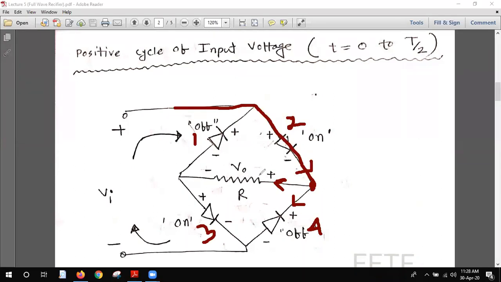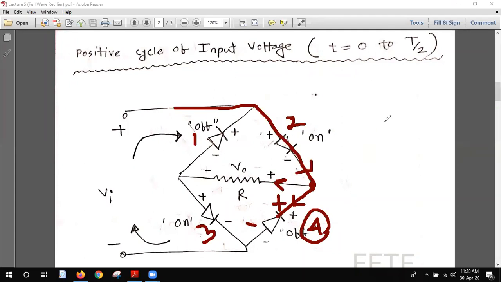One path is through the resistance, and another path is diode number 4. But when it tries to flow through diode number 4, it becomes plus and minus, and you see that this is the configuration of reverse bias. That's why diode number 4 will be reverse biased, so there will be no current flow because this is an open circuit.